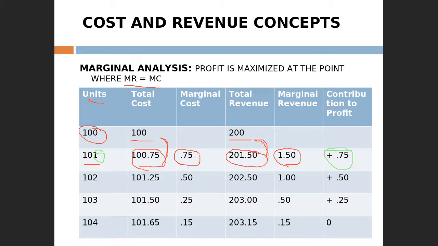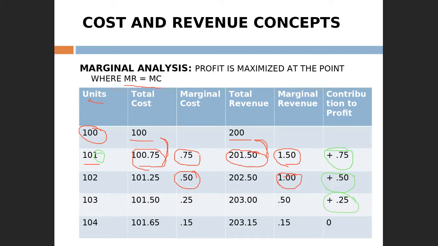Yes, sir. Okay. So now for the 102nd unit, likewise, if the total cost is $101.25, your marginal cost at the margin is 50 cents. Here I'm not going to repeat everything. At the margin, your marginal revenue is $1. So in terms of contribution to profit, by selling that 102nd unit, you're adding 50 cents to profit. Likewise, for the 103rd unit, you're adding 25 cents to the profit.